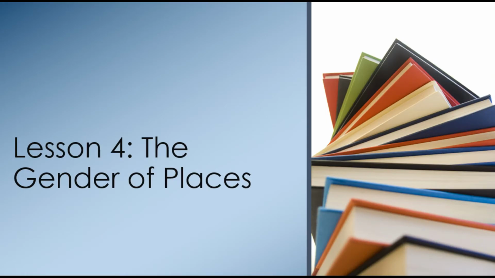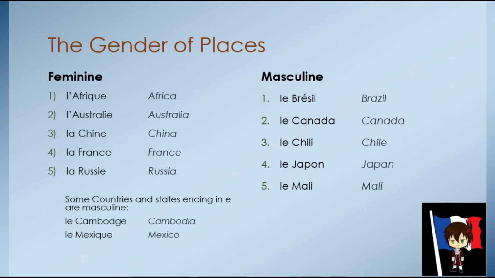Moving on, we have the gender of places. Yes, pati mga place, may mga gender yan. Let's start. For feminine, we have l'Afrique or Africa. Next is l'Australie, Australia. Third one is Chine or China, la Chine. And then yung pag CH, SH ang basa doon. And for France, that's la France. And Russia is la Russie.